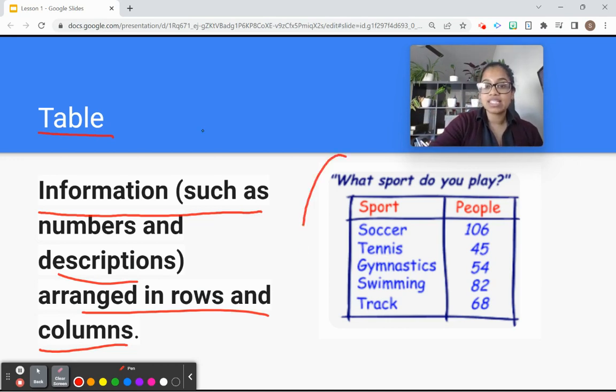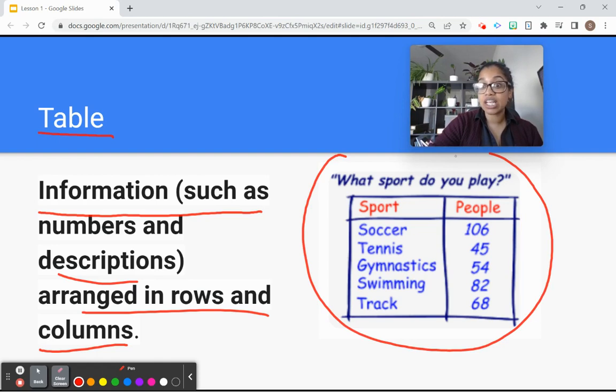So over here we have a table, right? And it's arranged in columns, which are going to be our pieces that are going up and down, and rows, which are pieces that are going across right here. Okay, so a table is just a way to organize information, and it's arranged in columns and rows.